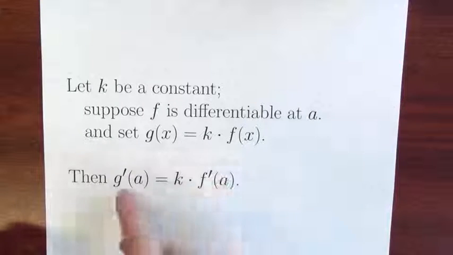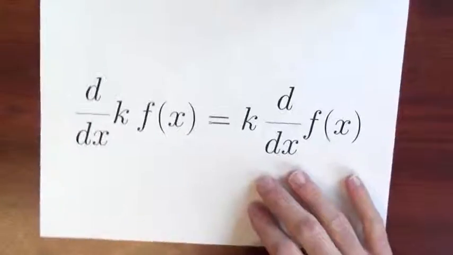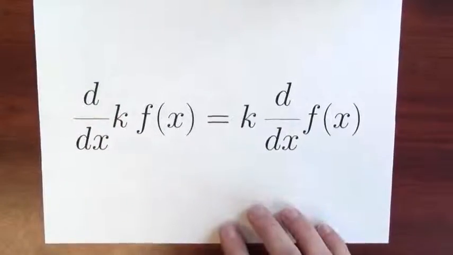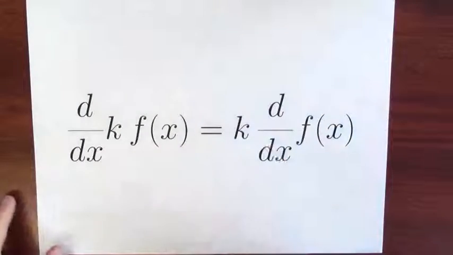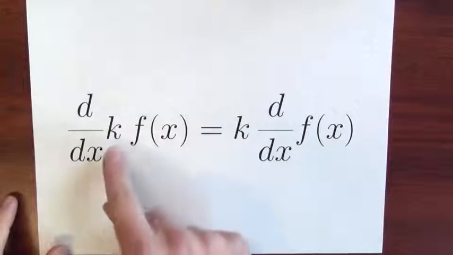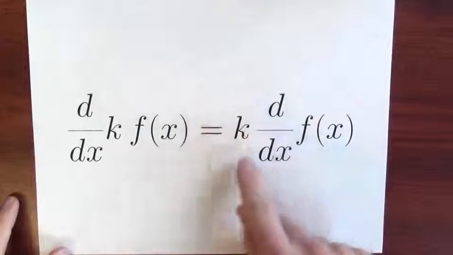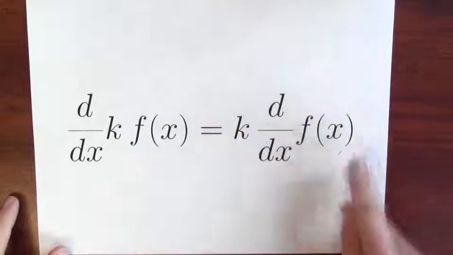Now, if you don't like this prime notation, you could also write it using the d/dx notation. So here's how I write the constant multiple law using the d/dx notation. The derivative of k times a function is k times the derivative of that function. I encourage you to keep practicing. With time, you'll be able to calculate the derivative of just a ton of different functions.